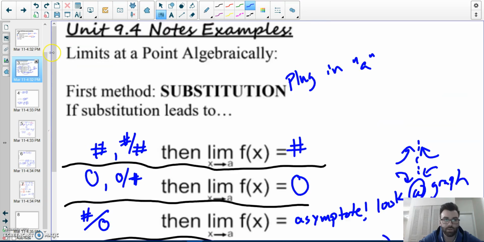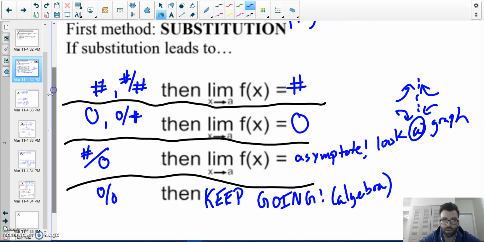Again, when using substitution, there are these 4 cases. I could have a number, when substitution works. I could have 0 over a number. If I have a number over 0, look at your graph. If you have 0 over 0, keep going.